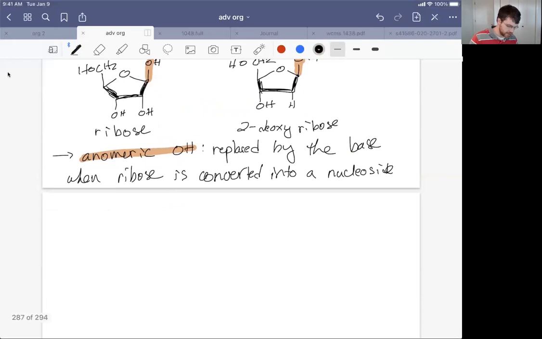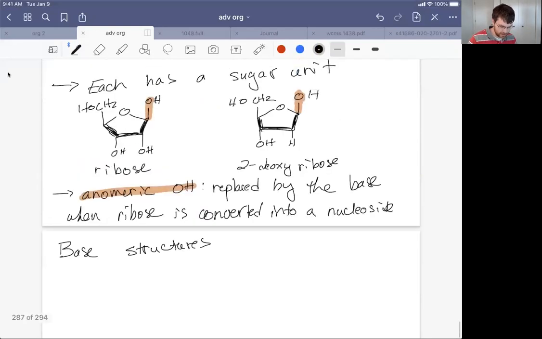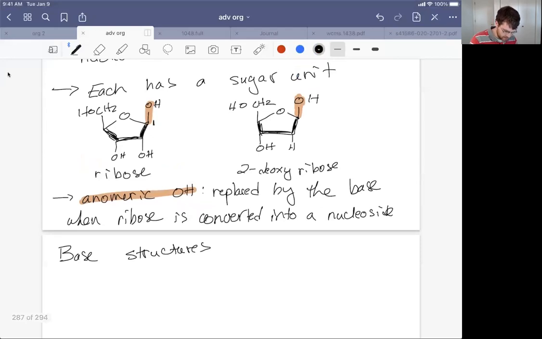Okay, now let's look at the base structures. Hang on, let me just number these. So if that's the anomeric position, it goes 1, 2, 3, 4, 5. I think that's helpful because as we look at these structures, we're going to have a 3 to 5 linkage, and so knowing these numbers is helpful. Okay, so it starts at the anomeric position being 1, and then you just count around the ring.